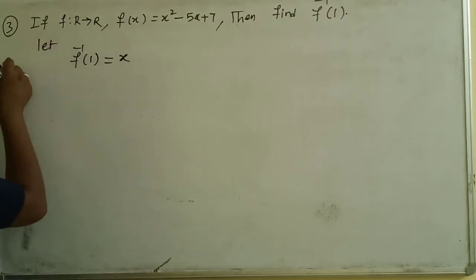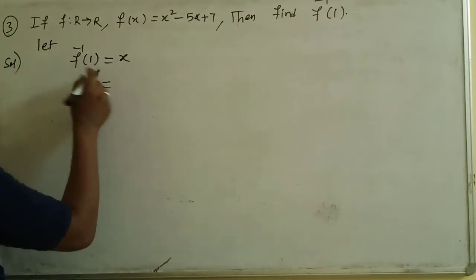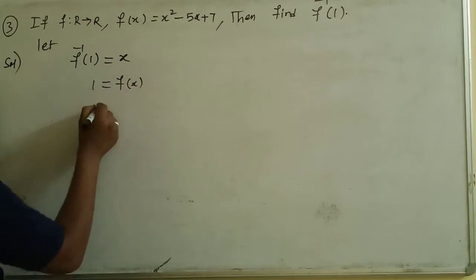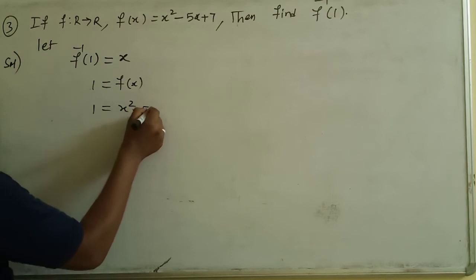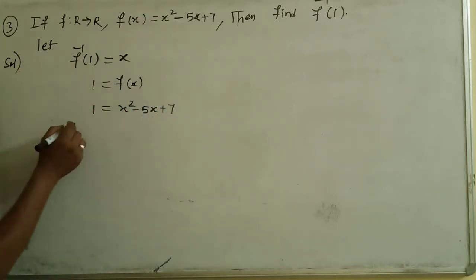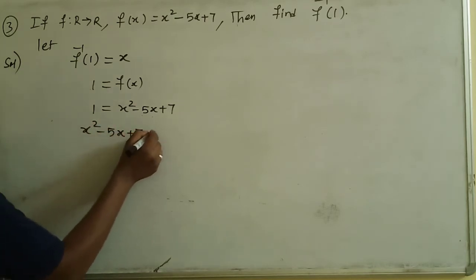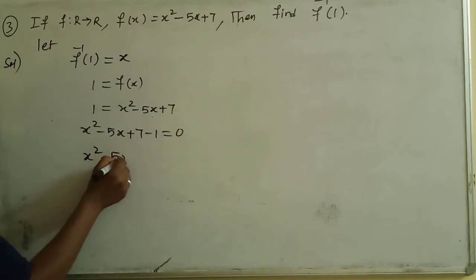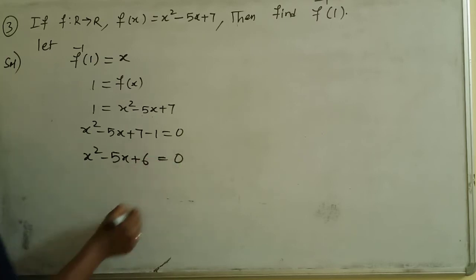Let, then what do you write. So now 1 is equal to, here f inverse, go to that side, f of x. So 1 is equal to, what is f of x here? x square minus 5x plus 7. Now here plus 1, go to that side, minus 1. So now x square minus 5x plus 7 minus 1 is equal to 0. x square minus 5x, 7 minus 1 is 6, that is equal to 0.